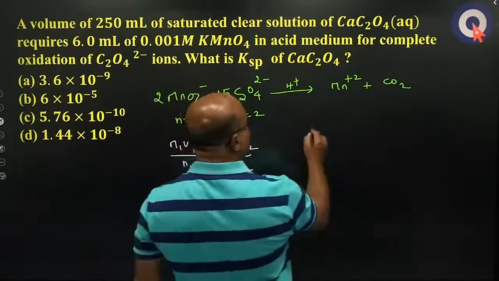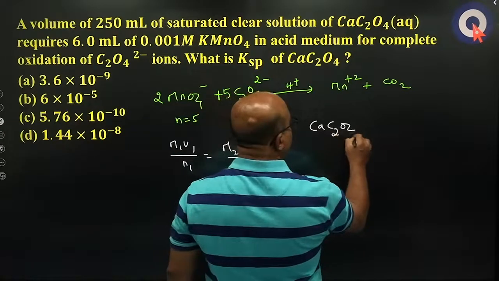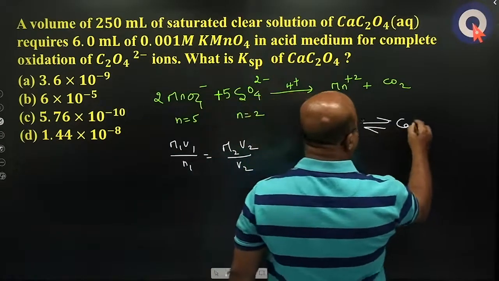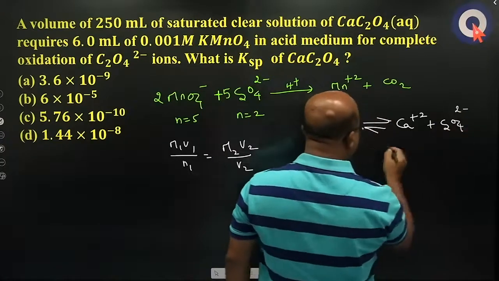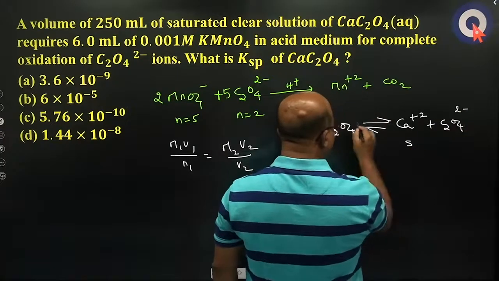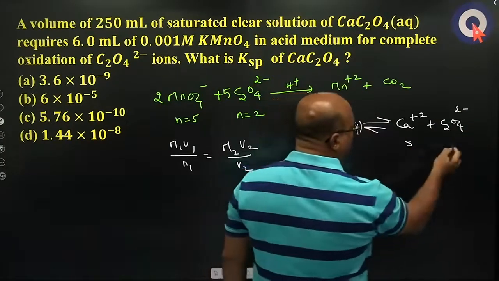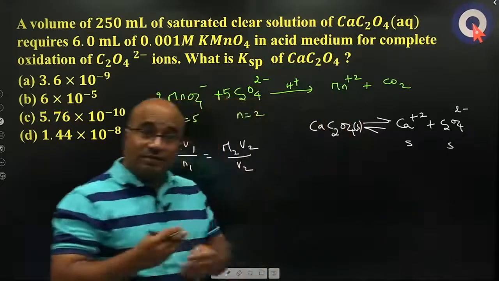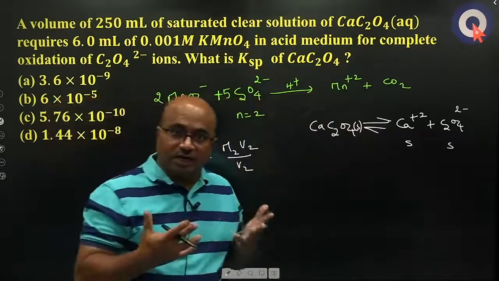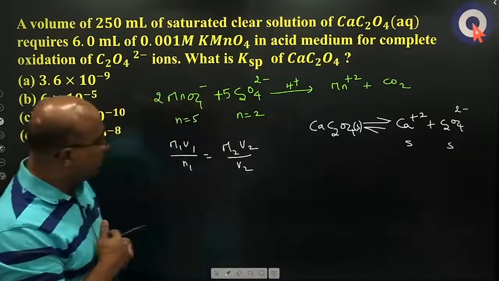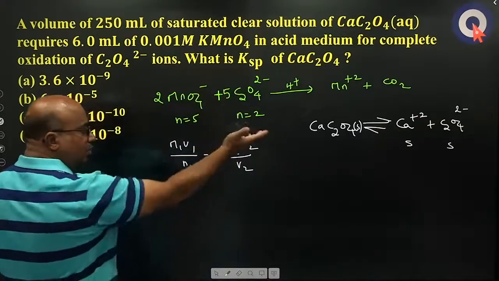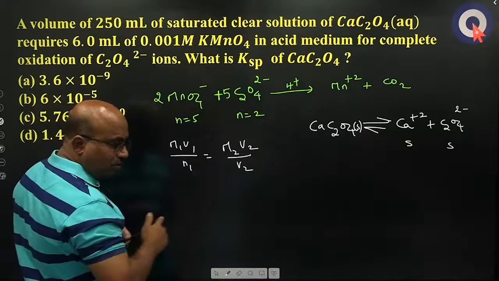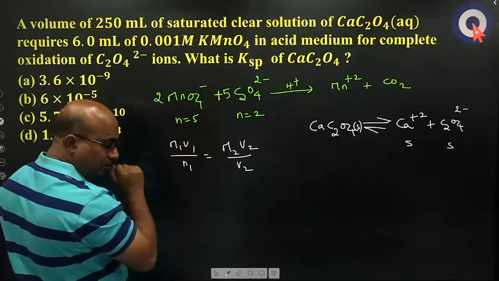So calcium oxalate is calcium +2 and C2O4 2-. If S is the solubility, then for this solid, calcium is also S. So the concentration of calcium and oxalate ion will be the same. So let us determine the oxalate ion concentration, so that it will be the calcium concentration also. Then Ksp is nothing but S square.